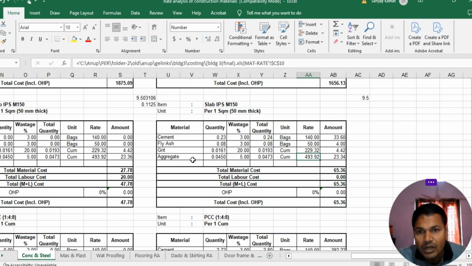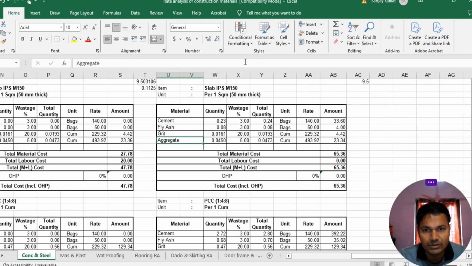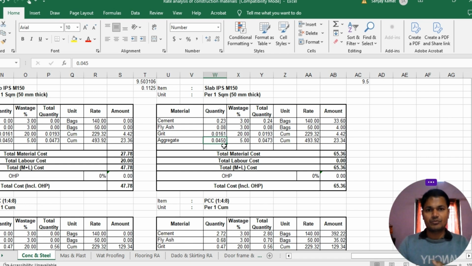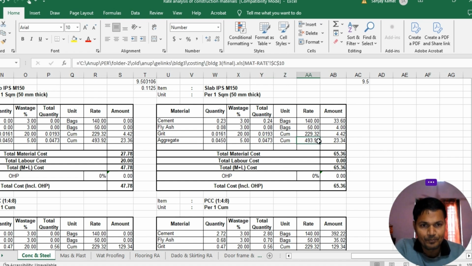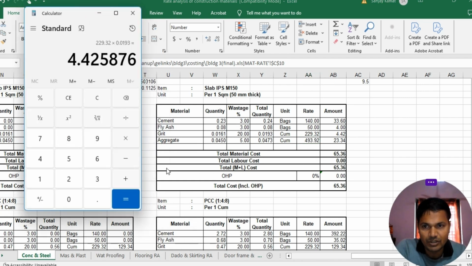Now coming to aggregate, how much is it? The aggregate quantity we have to take is 0.0450, and the wastage percentage this time you have to take is 5% only for this slab. The total quantity for this slab is 0.0473, and the aggregate unit is always cubic. The rate of aggregate is 493.92. Let's multiply and see how much it comes to.